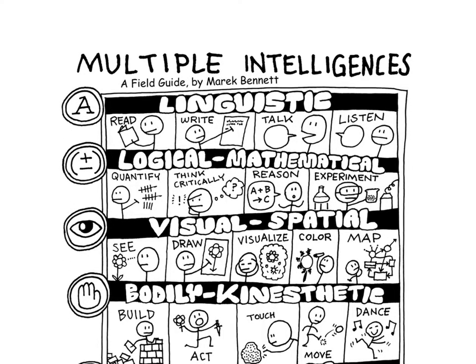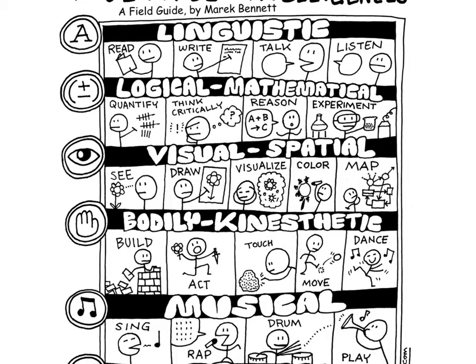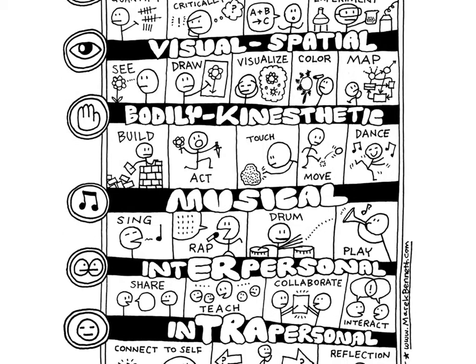Logical mathematical students learn best through applying a logical process to the material. Visual spatial students learn best through being engaged with the material through pictures and demonstrations. Bodily kinesthetic students learn best through being able to physically interact with the material in some form. Musical students learn best by incorporating music into the lesson.